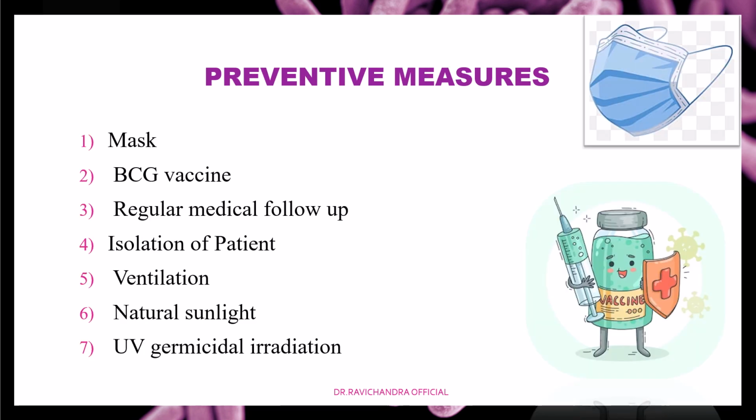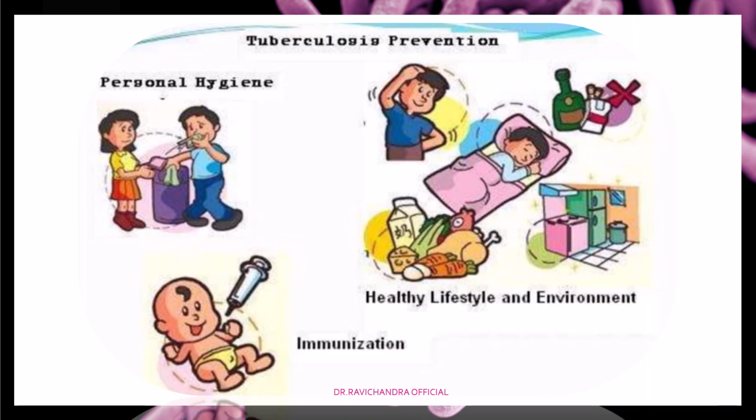What are all the preventive measures for tuberculosis? You have to wear masks, take BCG vaccines, regular medical follow-up, isolation of the patient, ventilation, natural sunlight, UV germicidal irradiation, high protein intake.